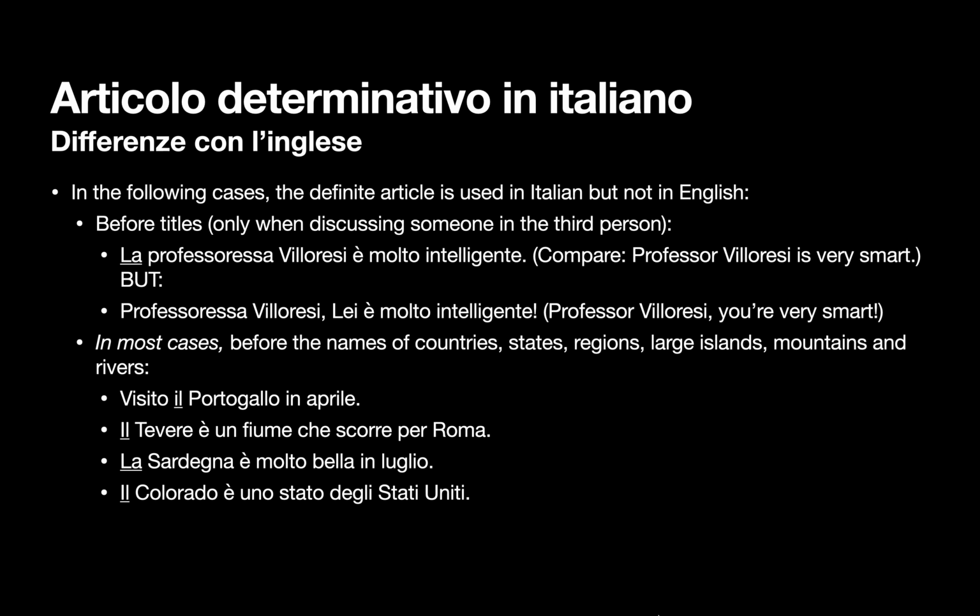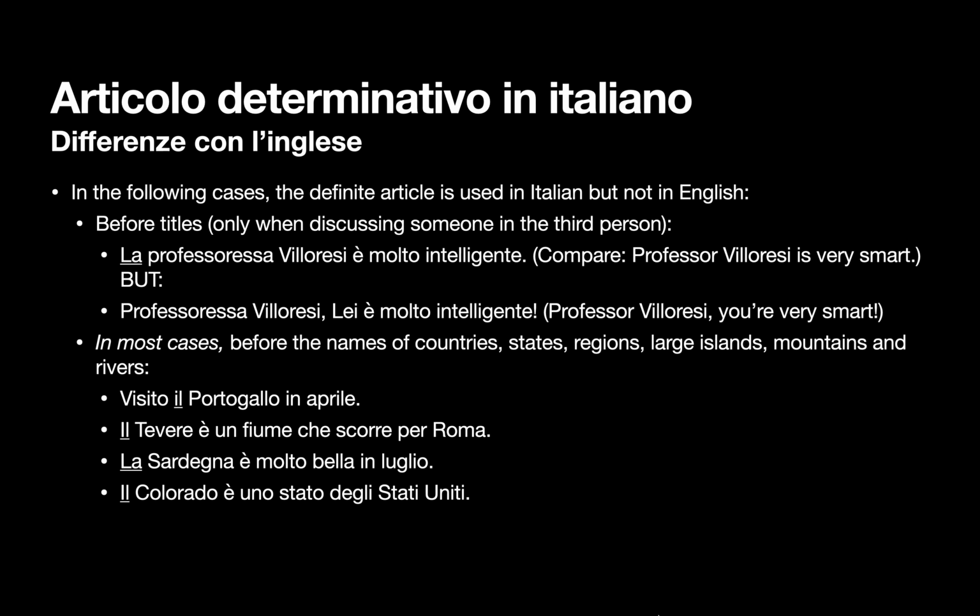In most cases, we'll use the definite article before the names of countries, states, regions, large islands, mountains, and rivers. Don't necessarily commit that list to memory. And don't worry too much about in most cases, because we're going to cover in future lessons what the exceptions to this are. But here are some examples. Visito il Portogallo in aprile. I'll visit Portugal in April.